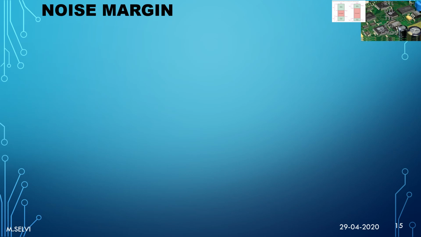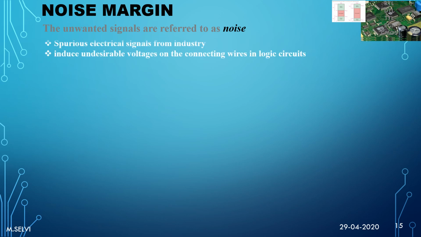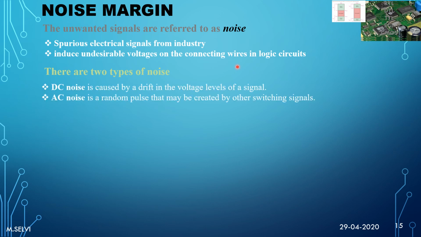The last parameter is noise margin. Any unwanted signal, we call it a noise. These are the noise which are generated from the industry in the form of spurious electrical signals, and they induce undesirable voltages in the connecting wires of the logic circuits. There are two types of noise.